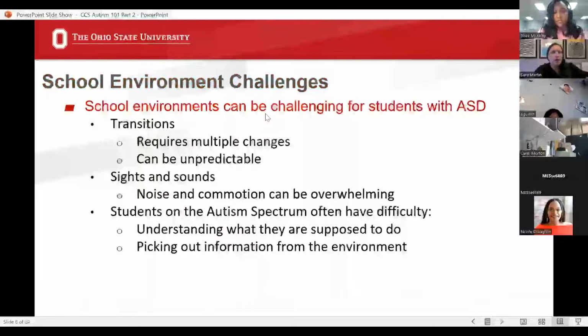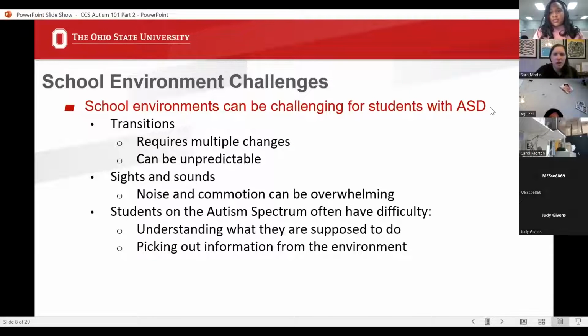So school environment challenges. So school environments can be challenging for students on the autism spectrum. They can be challenging for several reasons. One is transitions. To transition throughout the school day, it requires multiple changes. Some of these can be predictable changes, but some of these can also be unpredictable. Things like fire drills, any kind of thing that can come up throughout the day, which can be challenging for students on the autism spectrum.